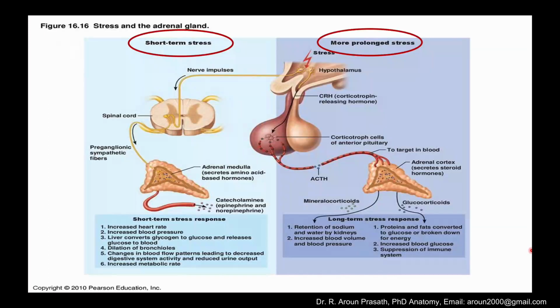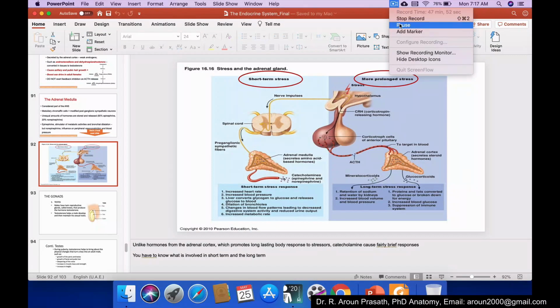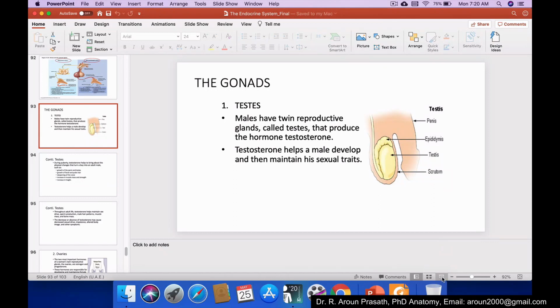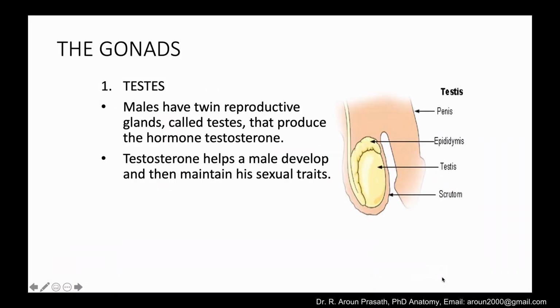Okay, next we have to look at the gonads. The testes, the gonads, also act like a heterocrine gland. So the endocrine function is production of testosterone hormone, whereas the exocrine function is production of sperm cells. So that's why the testis is called a heterocrine gland. It is functioning as both an endocrine as well as an exocrine gland.